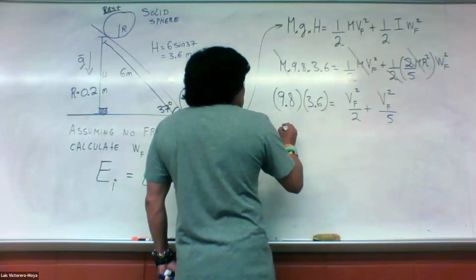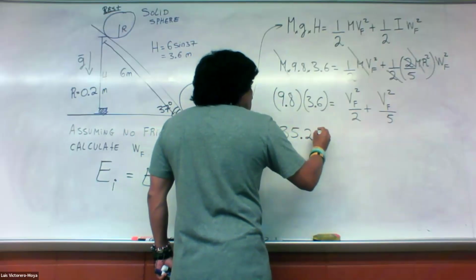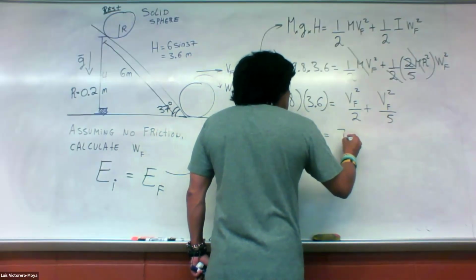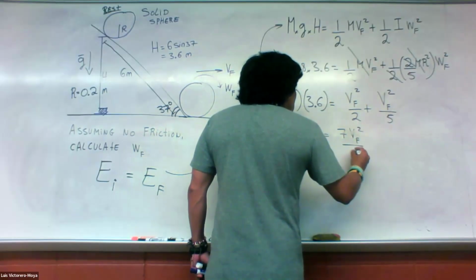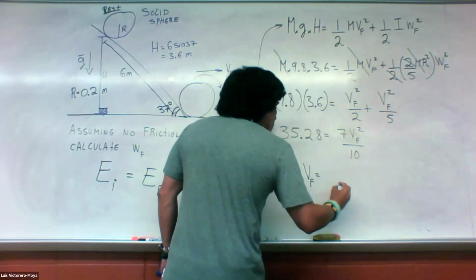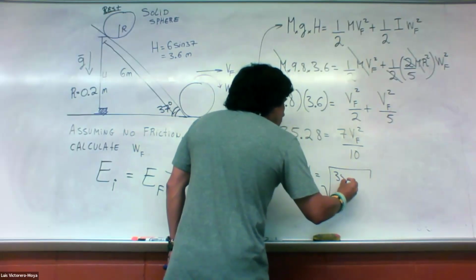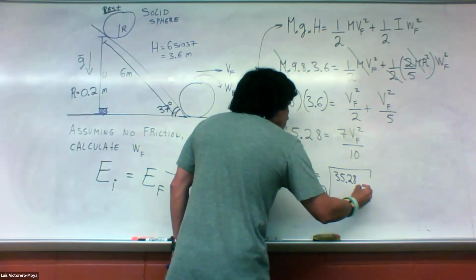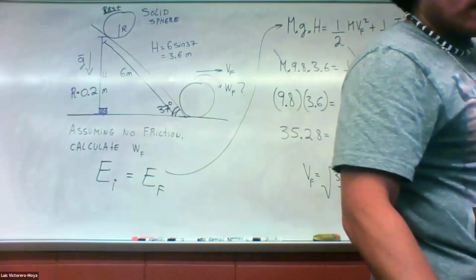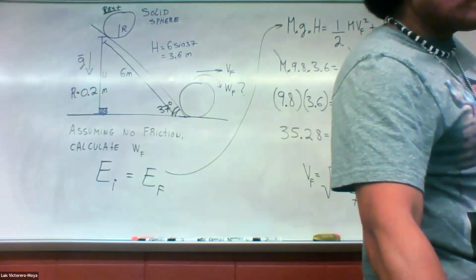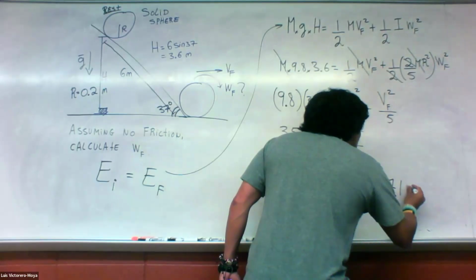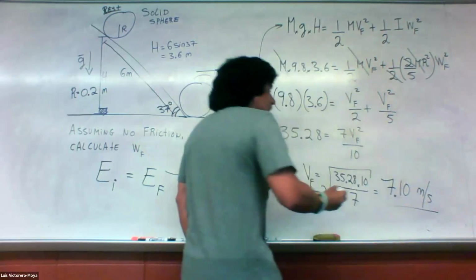This is 35.28. And that is 7 B final squared divided by 10. So B final is 10 times that, the square root of 35.28 times 10 divided by 7. That's 7.10 meters per second. But wait, that's the linear.